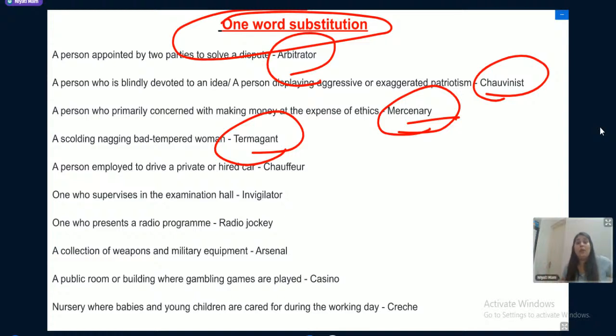So these are the one word substitutions for today. This is all for today. We have learned reflexive and emphatic pronouns in today's class. In another class, there are certain deeper things which we are going to learn. Revise this stuff. Don't forget to learn one word substitution.